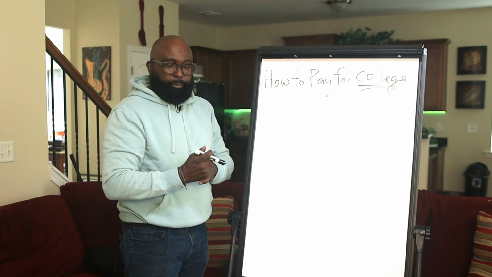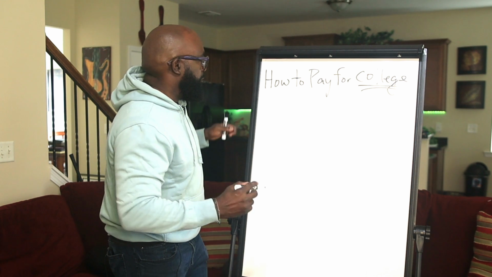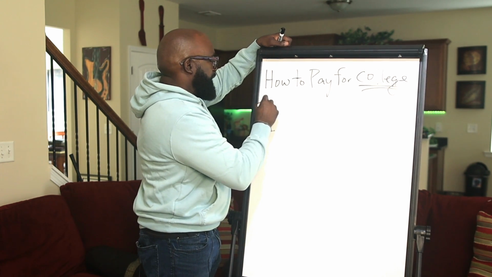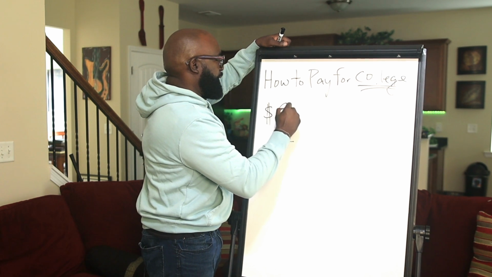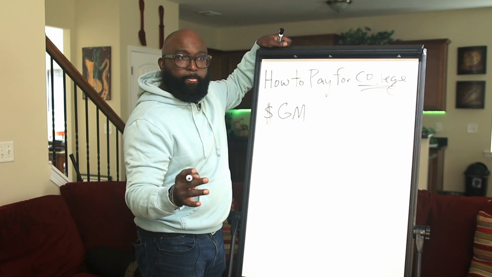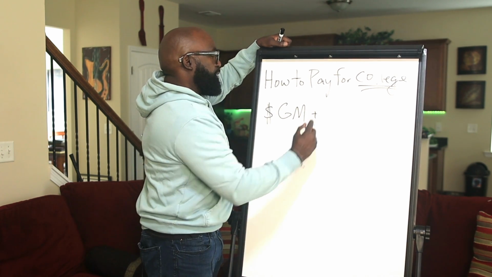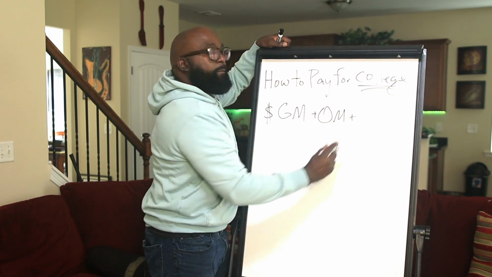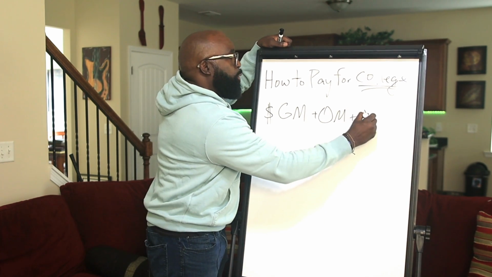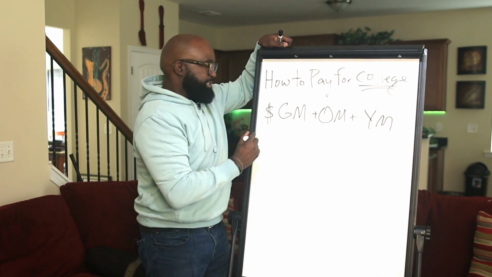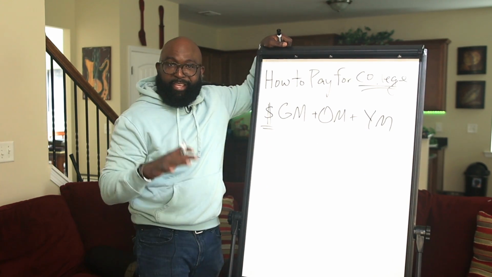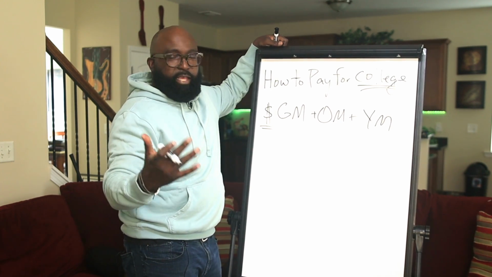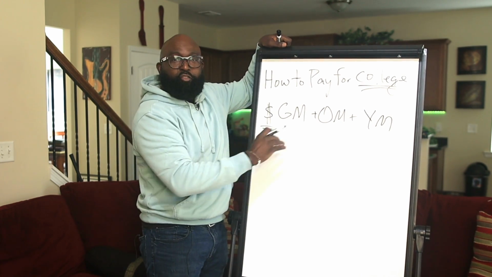All right. So number one, here's what you want to consider. I'm going to give you the equation. The equation is, do a dollar sign here. The equation is GM plus OM plus YM. That's the equation to pay for college. Yeah, GM plus OM plus YM. Now, if you're taking notes, you want to make sure you start right here, okay?